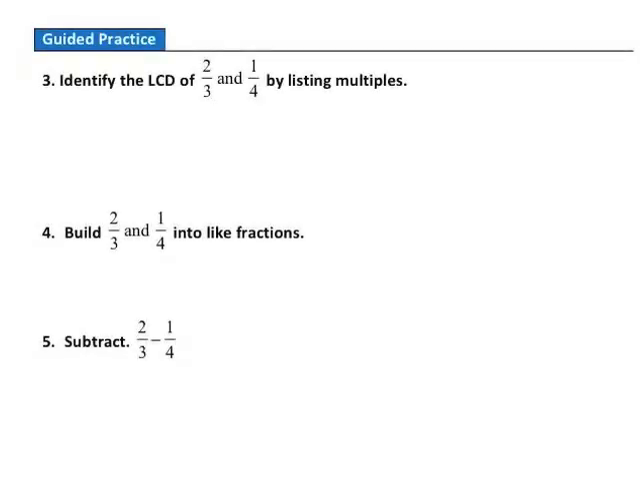Now it's time to check your understanding of building like fractions by listing multiples. Hit pause on your video player and answer these 3 guided practice questions. When you're done, hit play to see how you did.